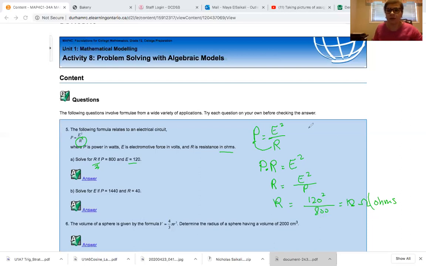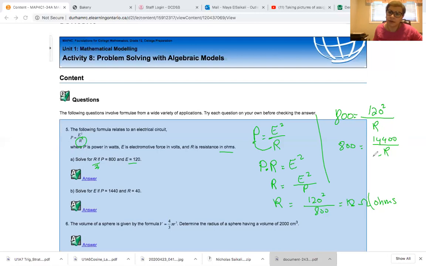So that's one way you can do this. Another way, you can plug in your values first. So P is 800, and E is 120 squared over R. You can find 120 squared, so 800 equals 14,400 divided by R. Then now you're going to isolate for R.